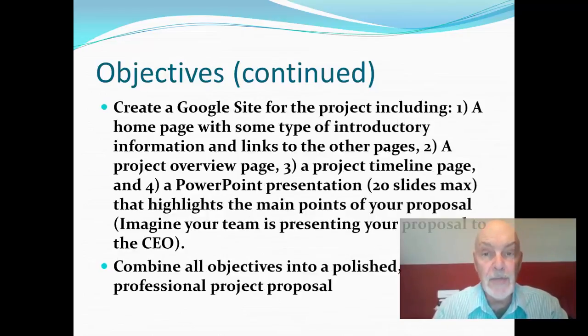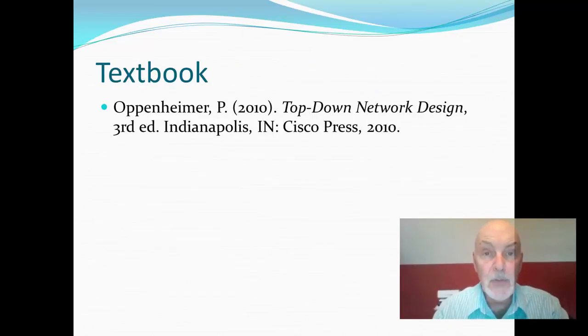Next, you're going to create a Google site for the project, including a home page with some type of introductory information for you and your team, and links to other pages. The other pages will include a project overview page, a project timeline page, and a PowerPoint presentation of 20 slides or under that highlights the main points of your proposal. Imagine that you're giving this PowerPoint presentation to the CEO of the organization that you're designing this network for. And finally, you're going to combine all of these objectives into a polished professional project proposal. The textbook for our course is Top-Down Network Design, and it's available through VitalSource and also through links throughout the course.